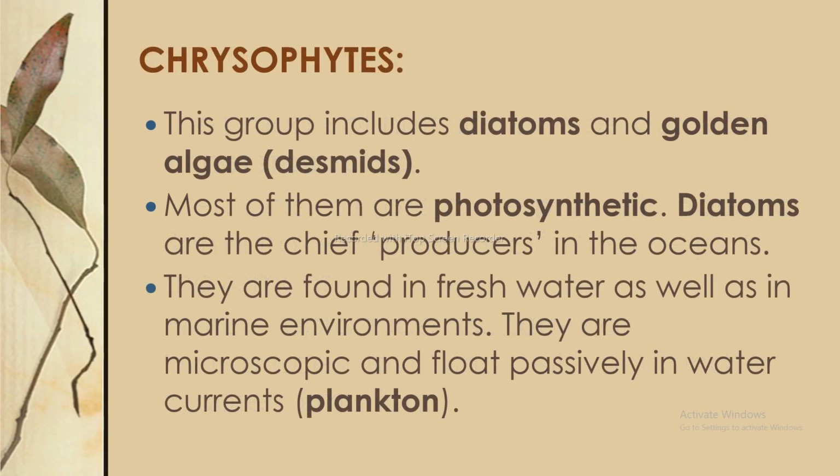First of all, I am going to discuss the chrysophytes. This group includes diatoms, golden algae, and desmids. Most of them are photosynthetic. Diatoms are the chief producers in the oceans. They are found in freshwater as well as in marine environments. They are microscopic and float passively in water currents like plankton.